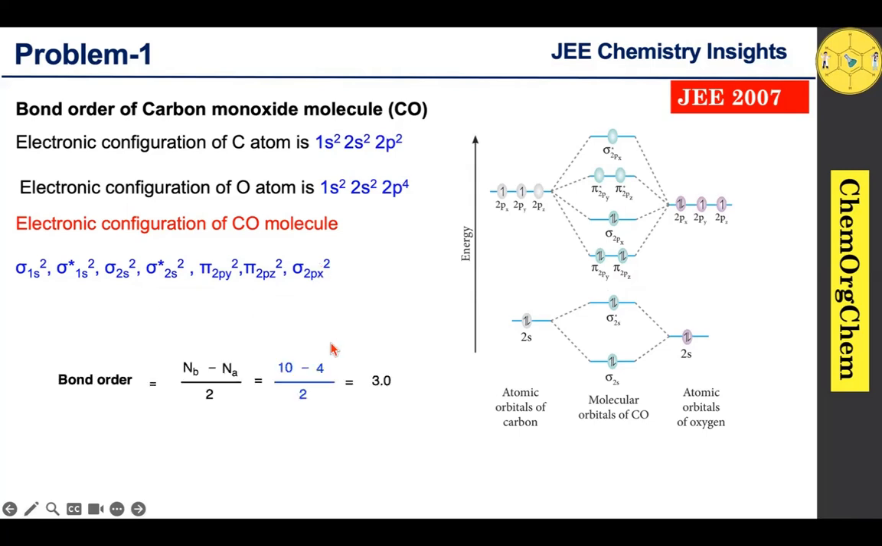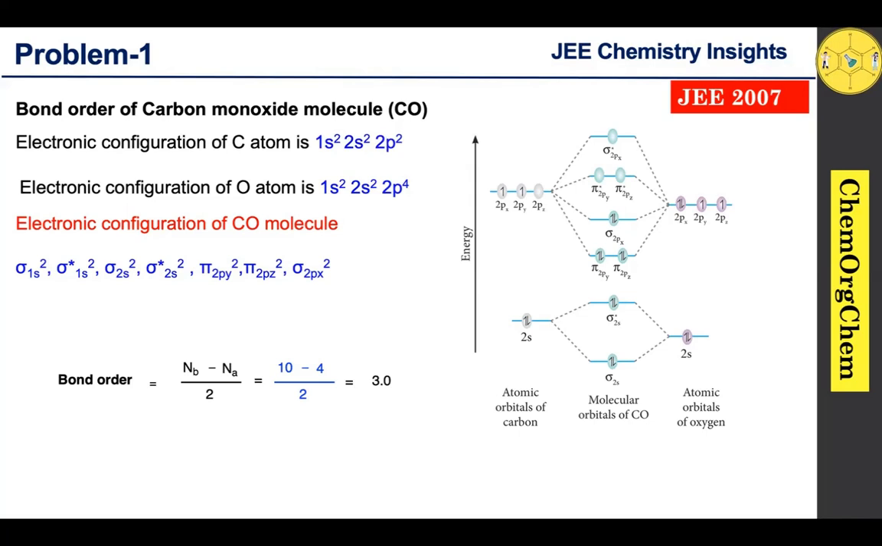Now apply our bond order formula, Nb minus Na by 2. Nb means the electrons in bonding molecular orbitals: 2, 4, 6, 8 and 10, a total of 10 electrons. Now the antibonding molecular orbitals: here 2 electrons and here 2 electrons, a total of 4. So (10 minus 4) by 2 gives 3. So the bond order of the carbon monoxide molecule is 3.